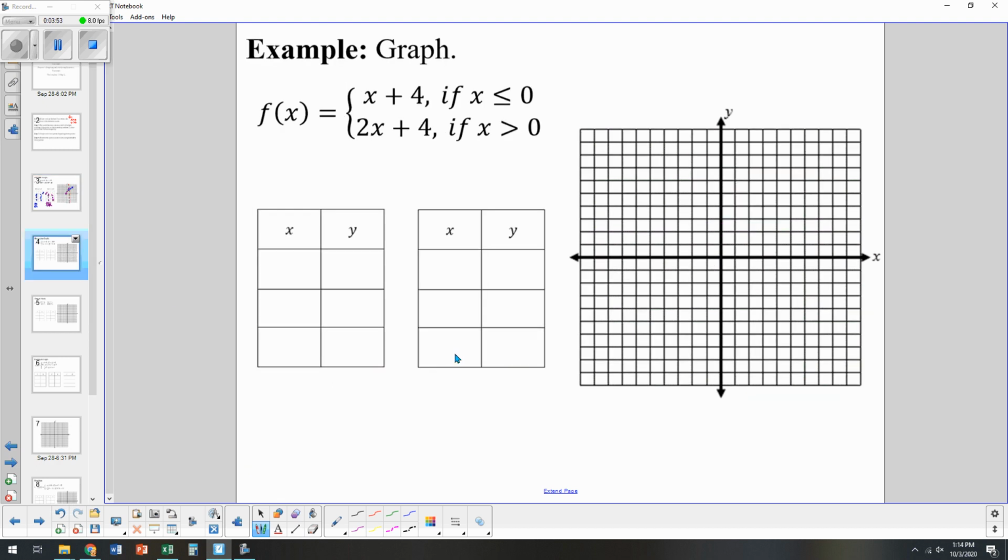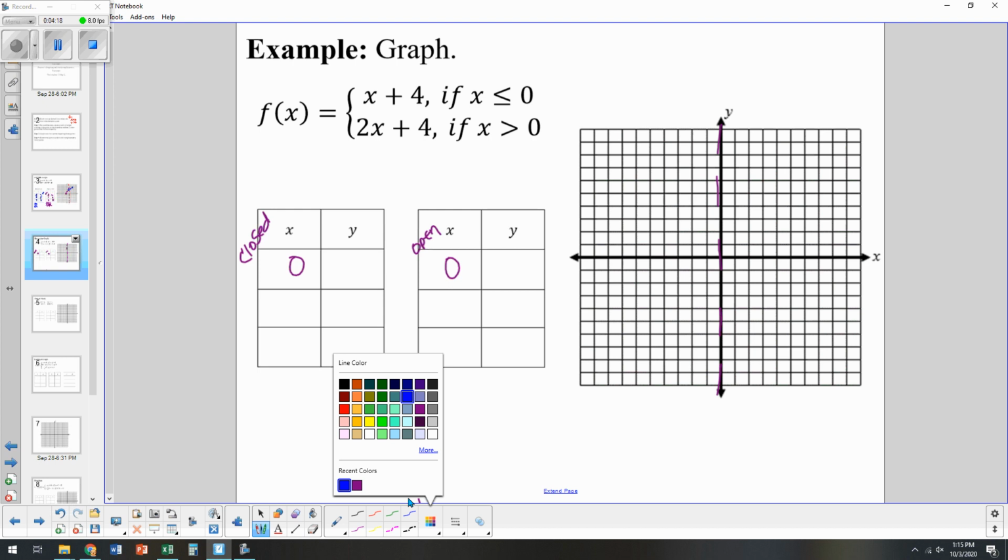Let's try another one together. So now I have x is less than or equal to 0 and x is greater than 0. So 0 is going to be my boundary line. And that means 0 is going to be in both of those. This one had or equal to, so that one's going to be closed. This one had no or equal to, so this one's going to be open.